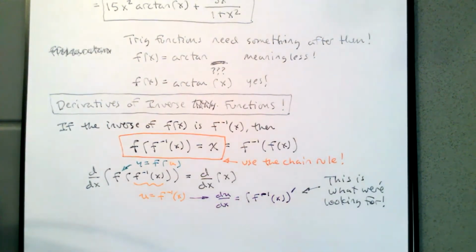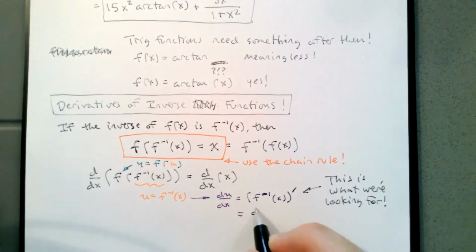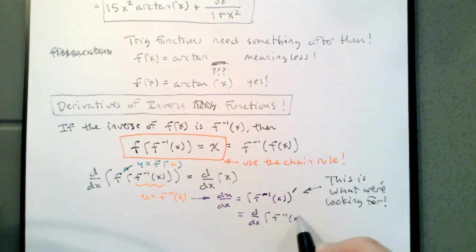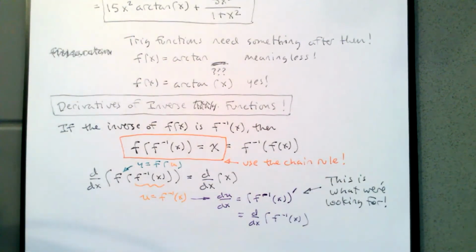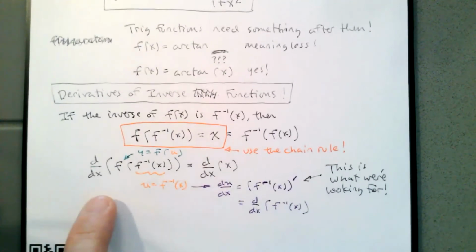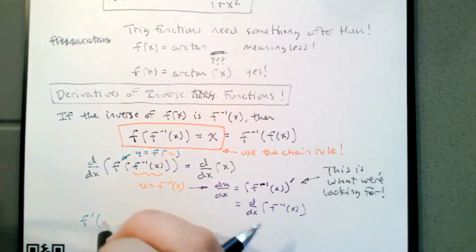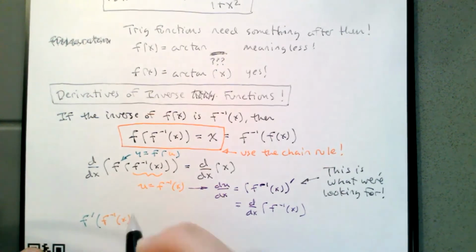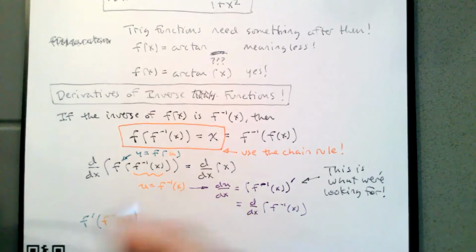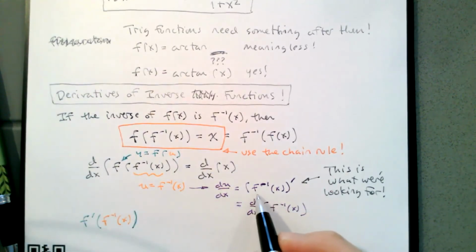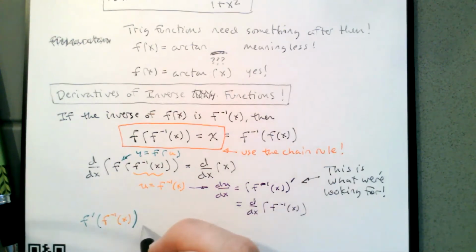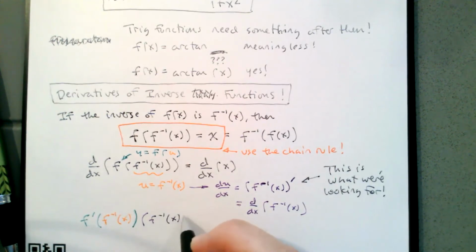We're looking for the derivative of f inverse of x. I kind of switched up my notation. This is the derivative of f inverse of x. So applying the chain rule on the right side, the derivative of f of u is f prime of u. So the derivative here is going to be f prime of f inverse of x. And then we have to multiply by the du dx, which is the derivative of f inverse, which is once again the thing that we're looking for.